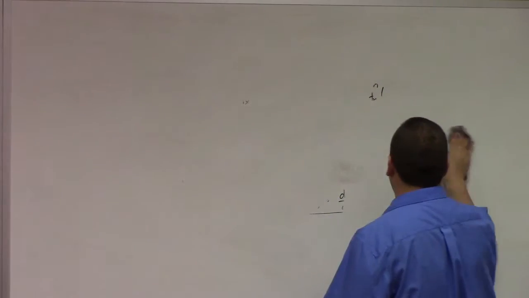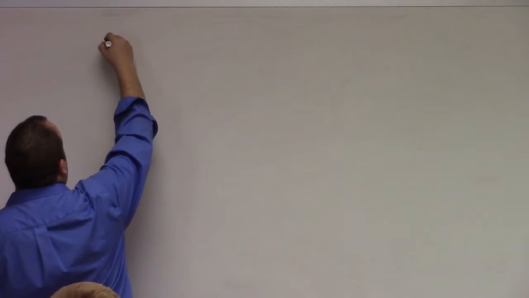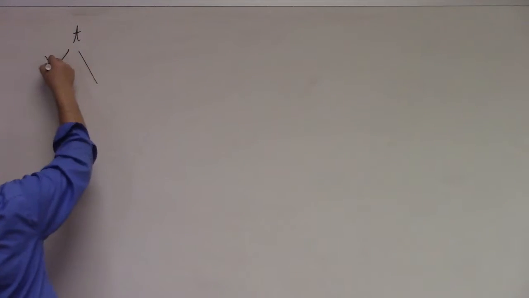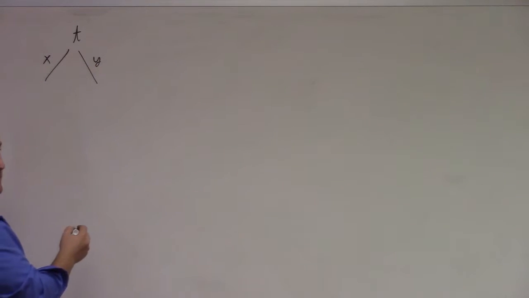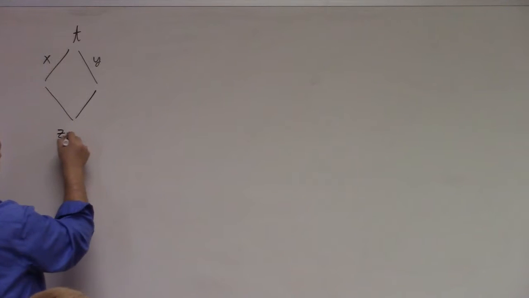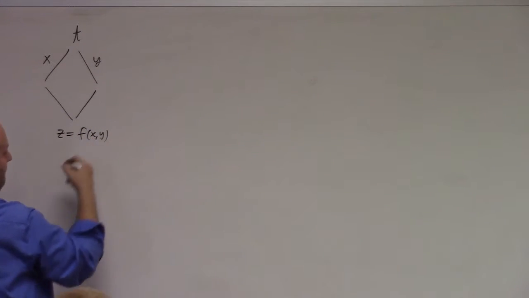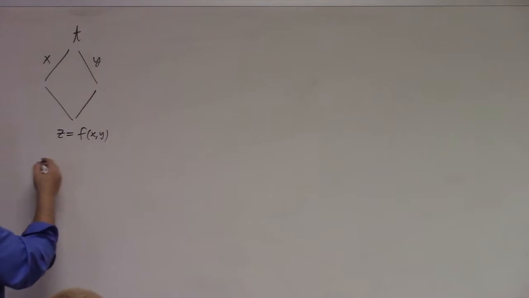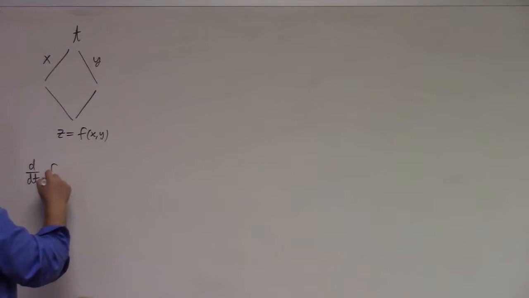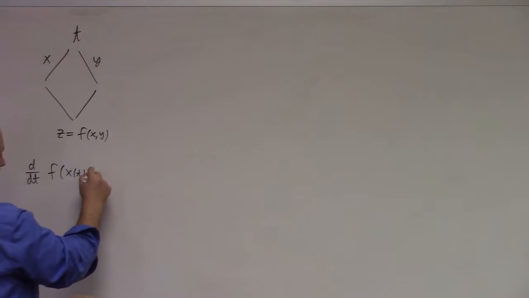Okay, so chain rules. We can draw a picture of what we've been doing so far, all right? We basically have two examples that we've mostly done. We start with t, and we've got intermediate variables x and y, right? And then those come back down and give you z is f of x, y, right? And so if you calculate d/dt of f of x of t, y of t.